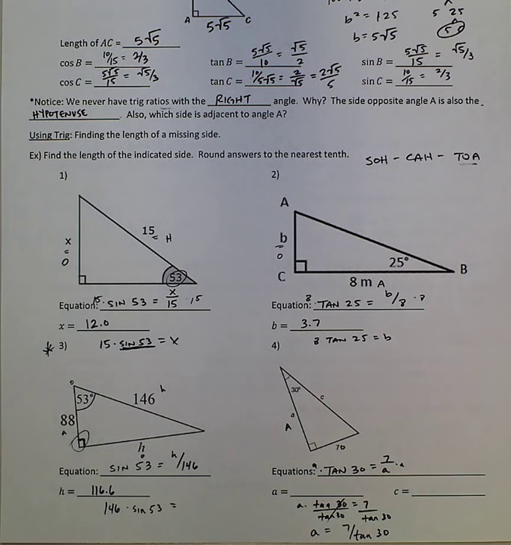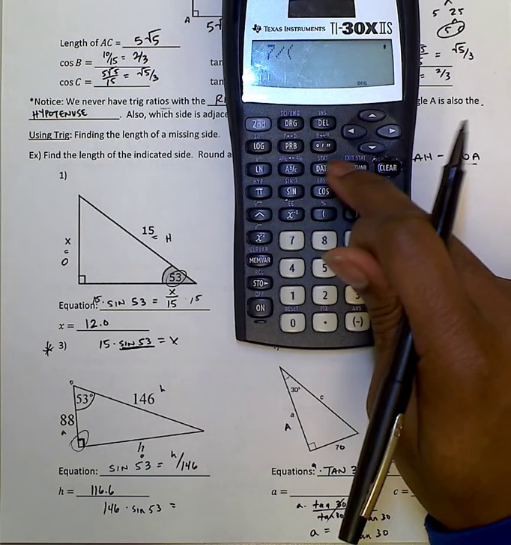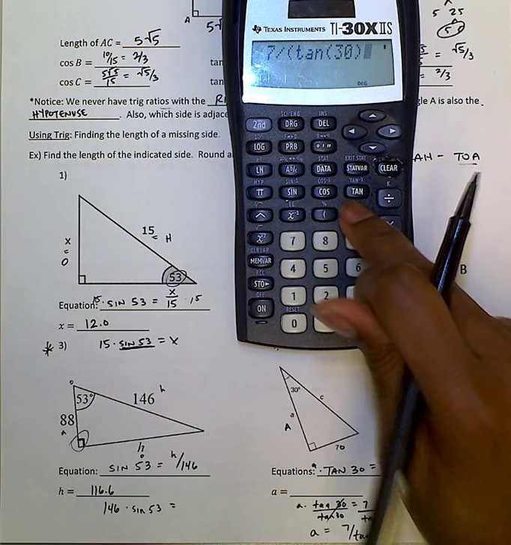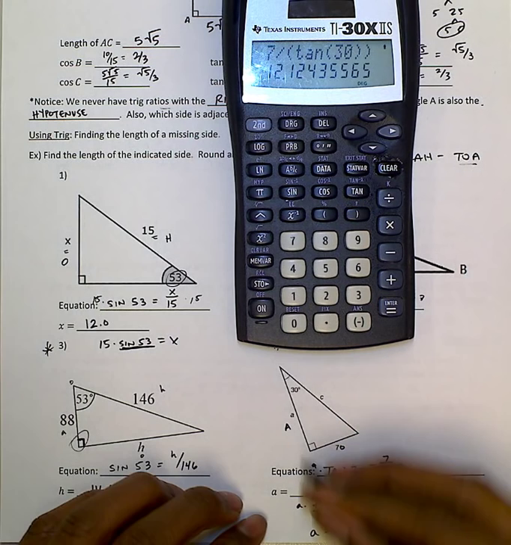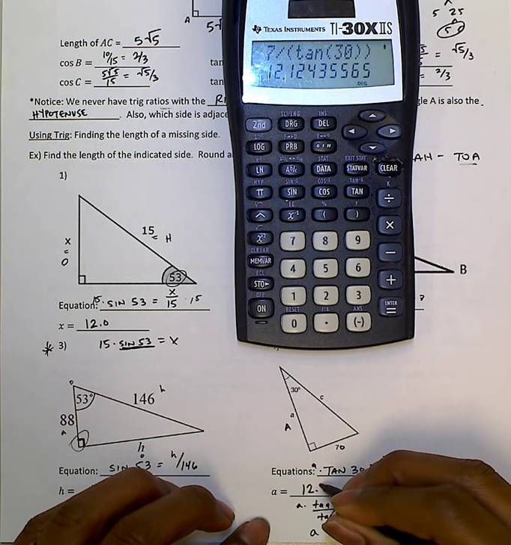That will tell us what A is. So 7 divided by, and I always just like to put parentheses around here. It makes me feel like I know I'm doing it right. And so I get A is 12.1, to the nearest tenth.